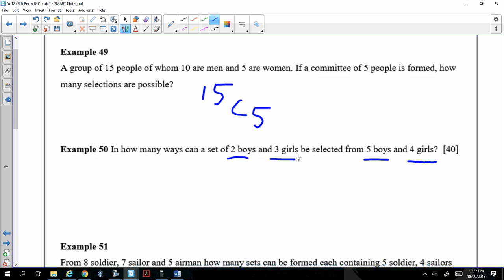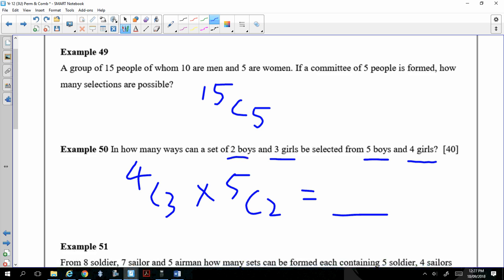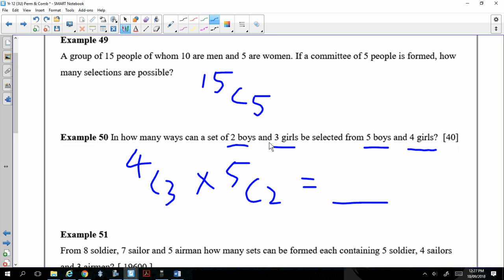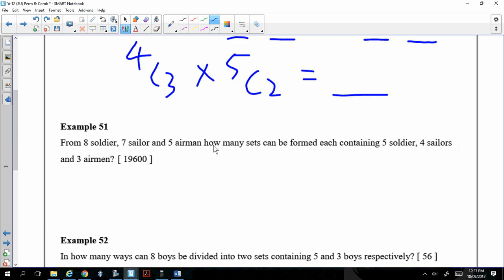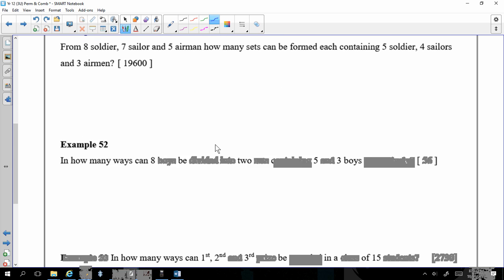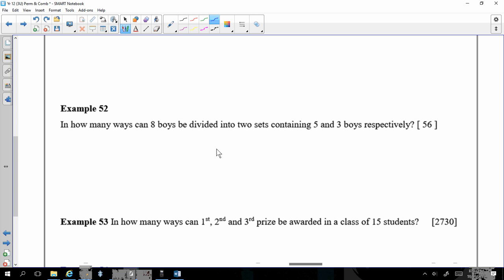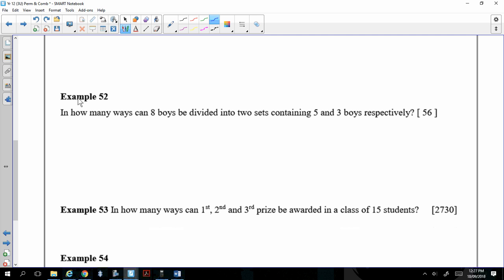All right, next question will be easy, so won't do that. 5 boys and 3 boys. Okay, let's look at this problem. Example 52. How many ways of dividing 8 boys into 2 sets containing 5 boys and 3 boys? So when you divide into 2 sets, it's same as selecting 5 people. And automatically you get the other. When you select 5 people, you already have 3 boys in the other group. So you don't have to do. So you go 8C5, and that's it.